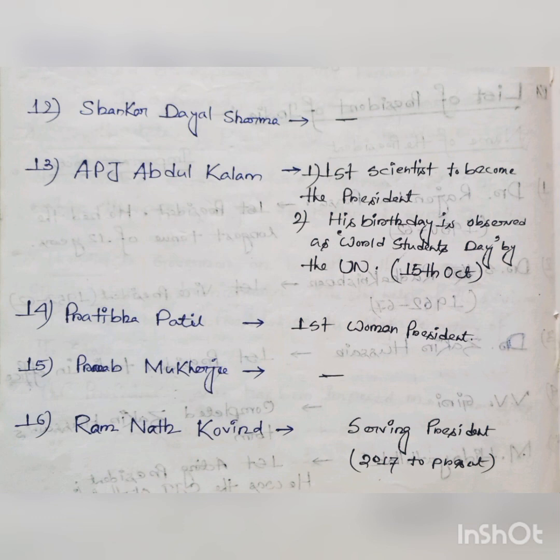Next, number 14, Pratibha Patil. She was the first woman President of India. Number 15, Pranab Mukherjee. And number 16, Ramnath Kovind. He has been the President of India since 2017. His tenure will end in the year 2022. So this year the election of the president will be held.